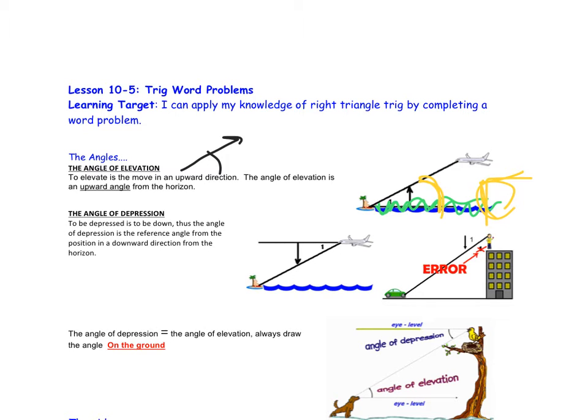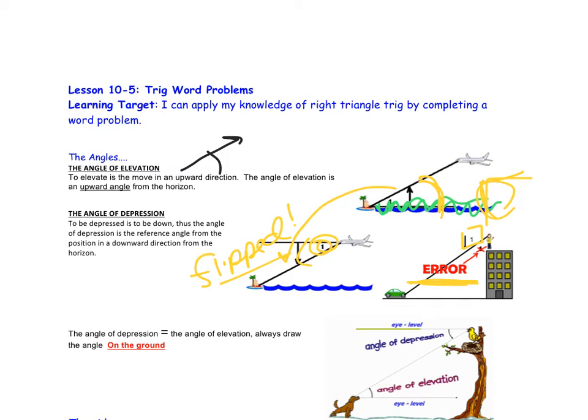The angle of depression, grab your tissues, just means to be depressed, or to be down. Thus, the angle of depression is the reference angle from the position in a downward direction. So as you can see, it basically just means our triangle gets flipped. So your triangle's getting flipped. But here's the thing. It's always going to be on the inside of our triangle. It's not going to be on the outside of our triangle. That's why there's a big red letter error.